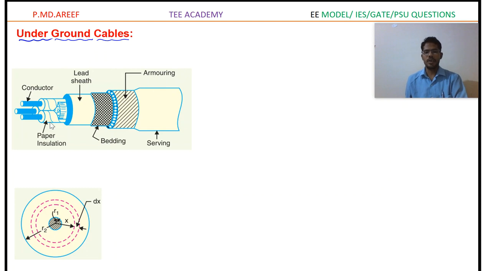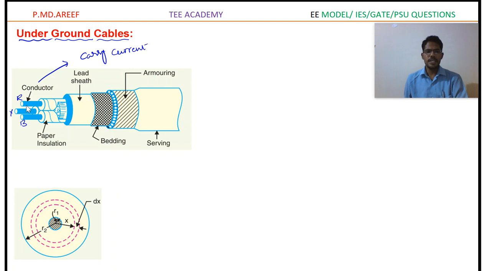The basic points are here. The first one is the conductor. The conductor is used to carry the current. The area of cross section depends upon the current carrying capacity, and the number of conductors depends upon whether it is single phase or three phase. Let us consider three phases: R phase, Y phase, and B phase. These conductors will carry current.